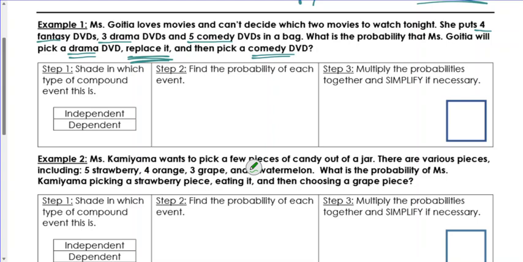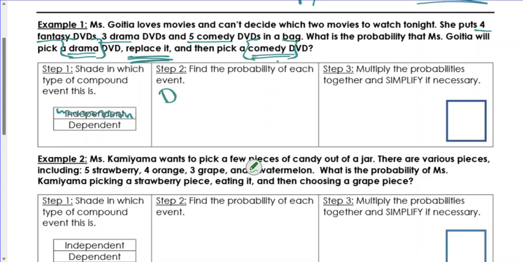Okay, so first off, she's putting that first one back in. She doesn't want the drama. She's putting that back in and then picking a comedy. She's reset the bag that she's putting these DVDs in. These are independent events. They don't affect each other. So we're going to find the probability of each event. When I say that, I mean, what's the chance that we get a drama, and then what's the chance that we get a comedy?